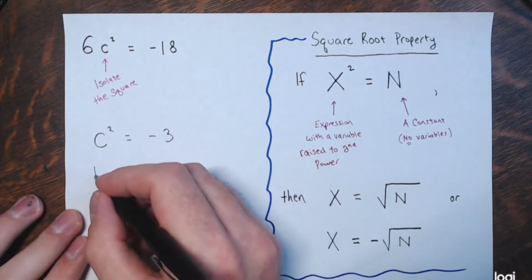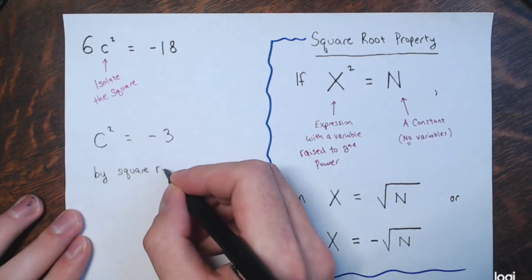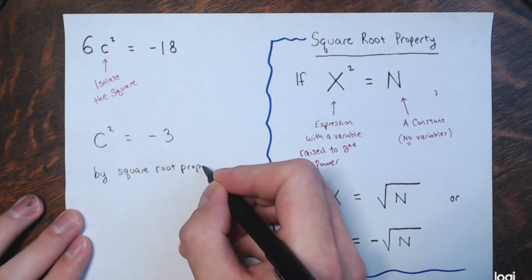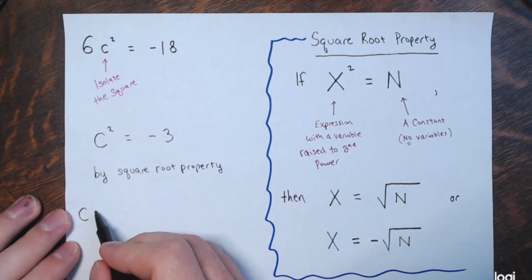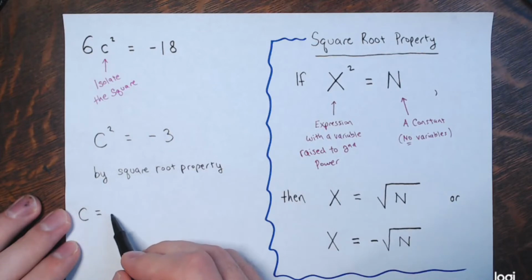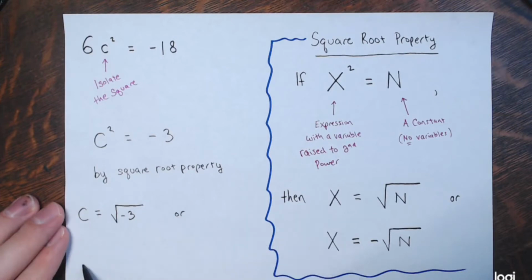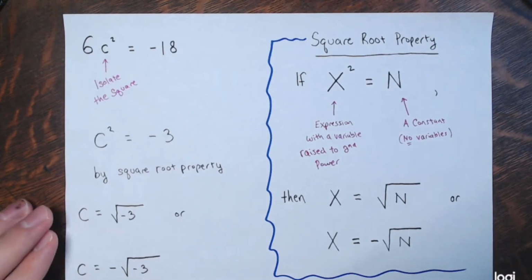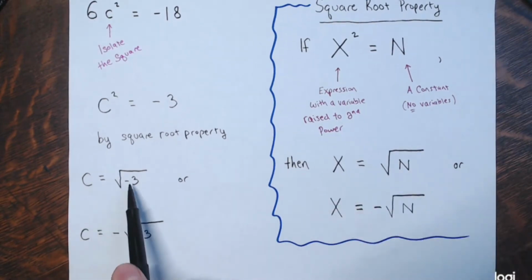And then by the square root property, c, the expression being squared, is either the principal square root of negative 3, or c is the negative square root, the opposite of the principal square root of negative 3. And these are our solutions here. The c is already solved for; c is already alone.